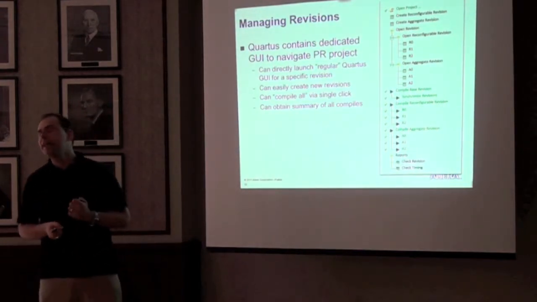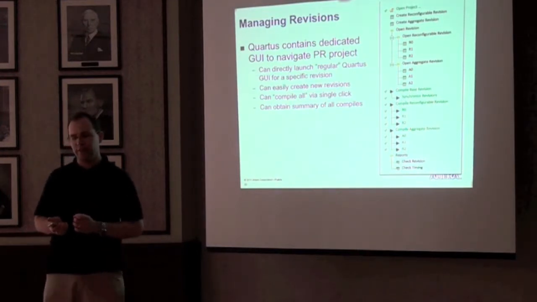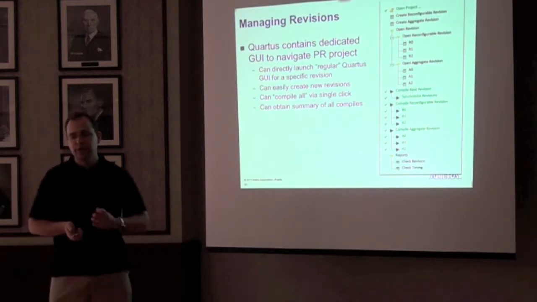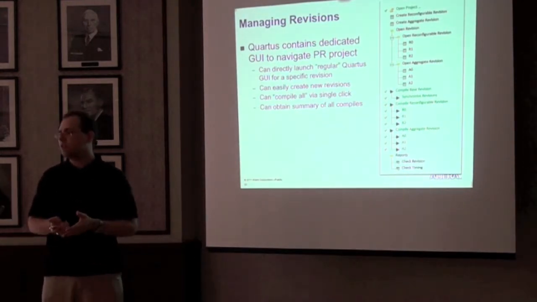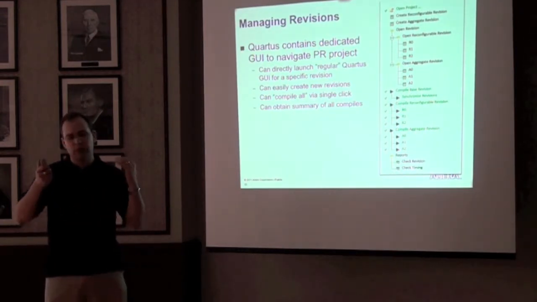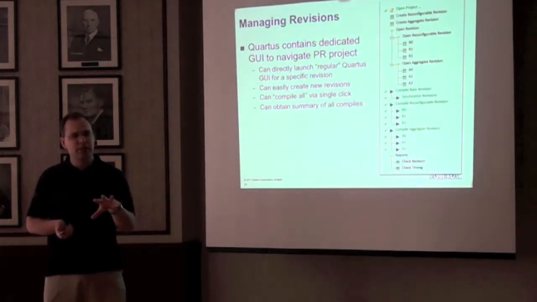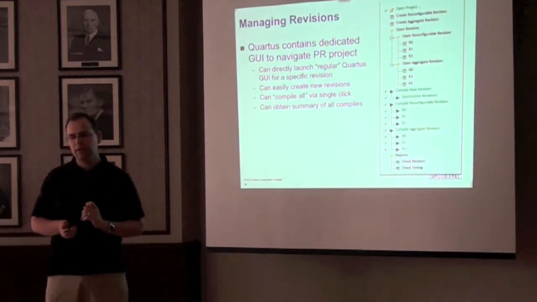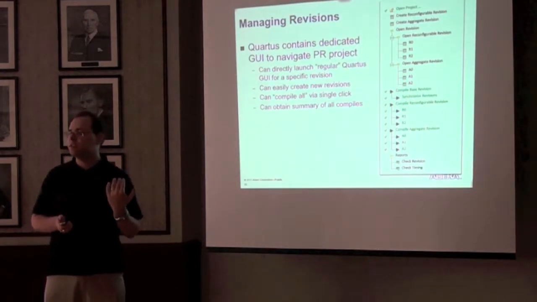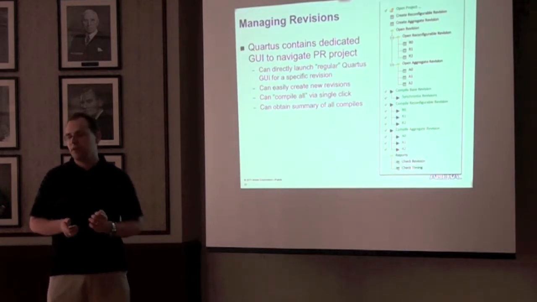So we have a dedicated GUI inside of Quartus to navigate all of the contents of this partial reconfiguration project, or you could say collection of projects. From this GUI, you can directly launch the regular Quartus GUI for a specific revision. You can easily create new revisions. You can do a compile all via a single click, and this is an intelligent recompile, so if you change the base, it knows that it needs to recompile other revisions, and you can obtain a summary of all the compiles since your system is not really complete unless all of the compilations meet your timing constraints.